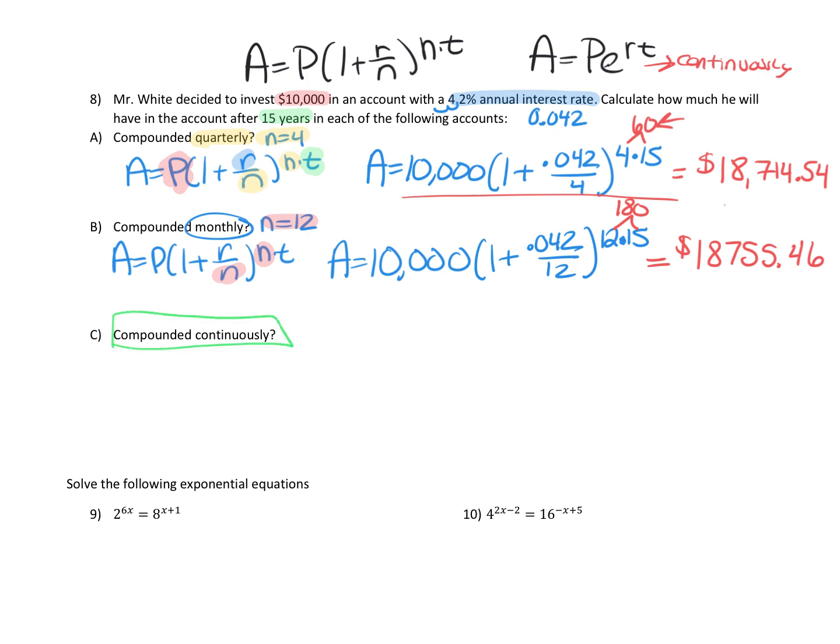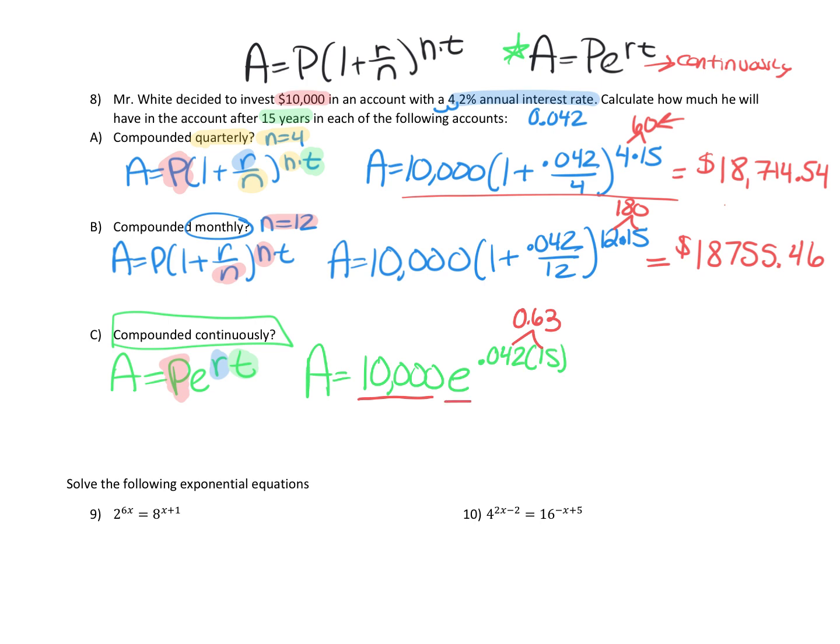Now we're compounded continuously, so that's where we're going to use this other formula, A equals P e to the rt. My principal, again, is the $10,000. My rate is the 0.042, and my time is the 15. The e is a button in your calculator, so you're just going to use that just as we have been. So $10,000 times e to the 0.042 times 15. You want to do this multiplication first, which is 0.63. So when I type in my calculator, I'll do 10,000 times e to the 0.63 power.